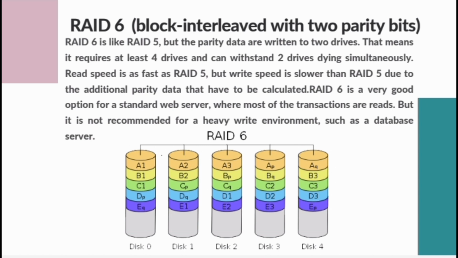Read speed is as fast as RAID 5, but write speed is slower than RAID 5 due to the additional parity data that have to be calculated. RAID 6 is a very good option for a standard web server where most of the transactions are reads. But it is not recommended for a heavy write environment such as a database server.